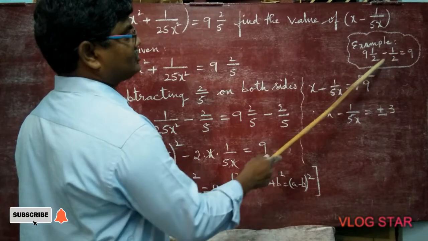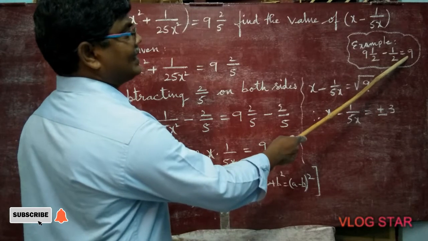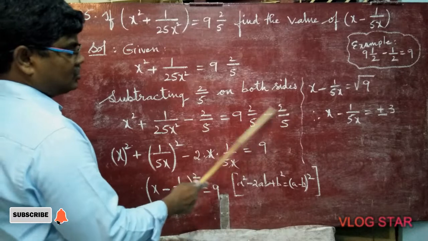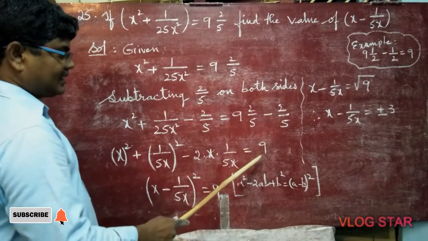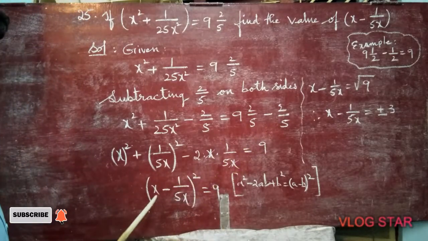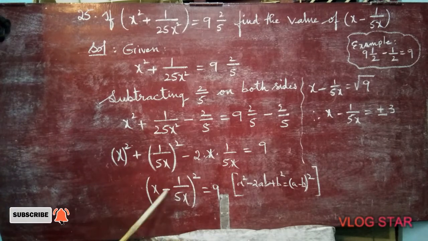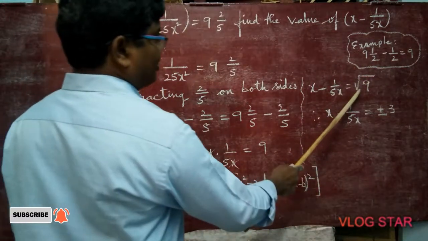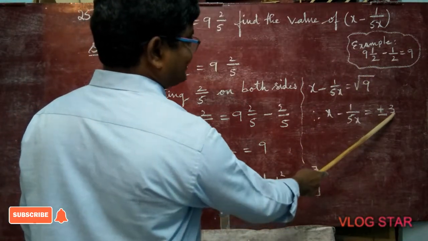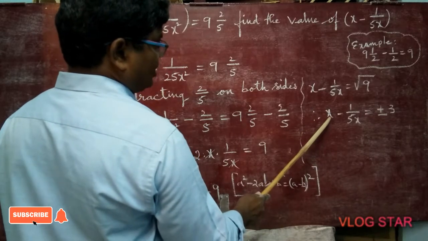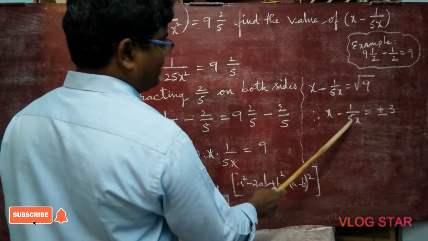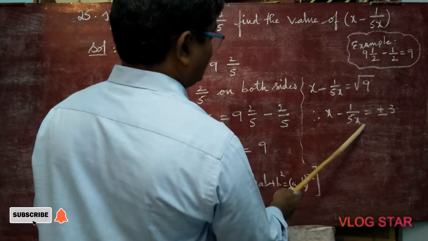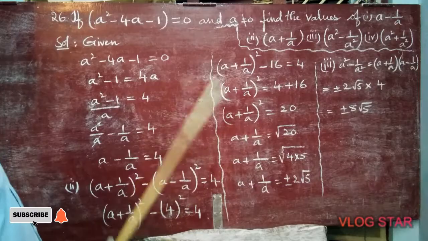I subtracted half. So how many marks will you be getting out of 10? 9 marks. In the same way, 9: 2 by 5 minus 2 by 5. So plus 2 by 5 minus 2 by 5 gets cancelled, and we have 9. Now (x minus 1 by x) whole square is 9. The square goes to that side as a square root. What is the square root of 9? Plus or minus 3. Therefore, the value of x minus 1 by x is equal to plus or minus 3. They told us to find the value of x minus 1 by x, and we got it.